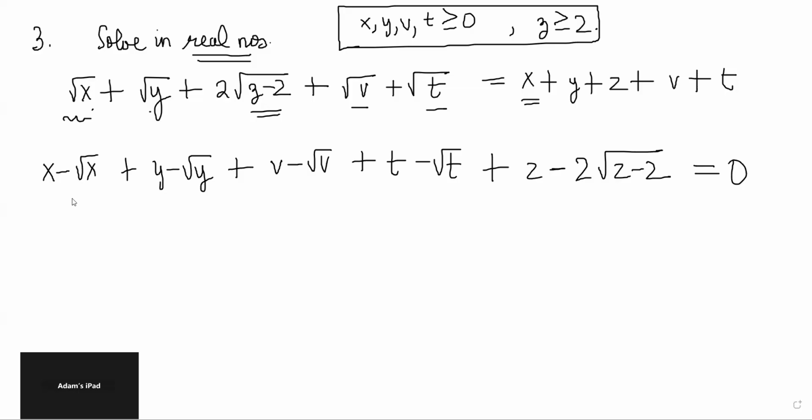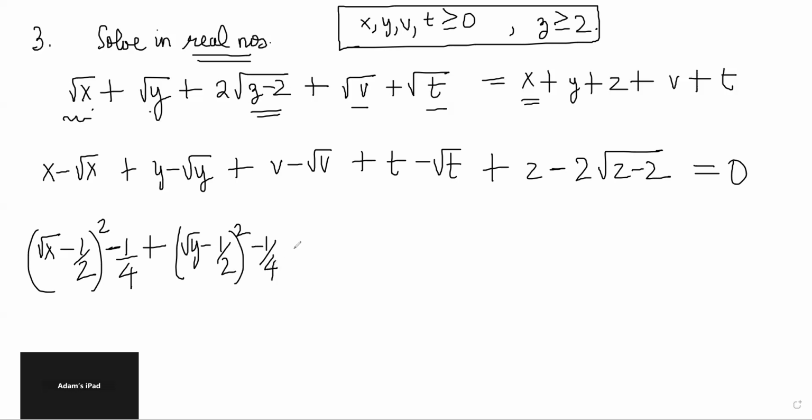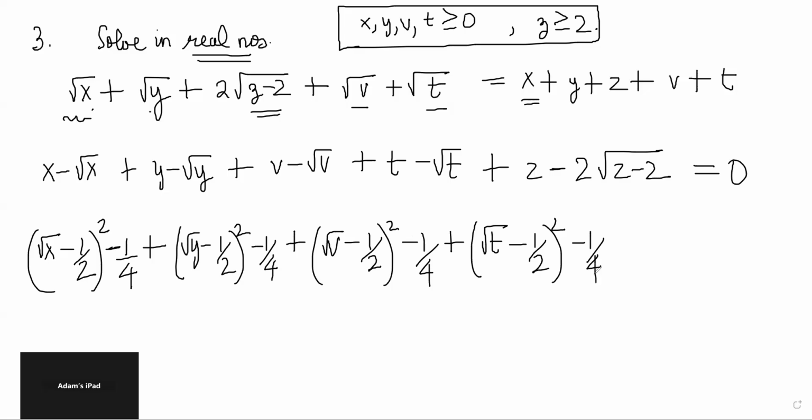These ones will be done if I have a plus 1 by 4 minus 1 by 4, right? If I had a plus 1 by 4 and minus 1 by 4, then this will become a perfect square. So I can write it as root x minus half whole square minus 1 by 4 plus root y minus half whole square minus 1 by 4 plus root v minus half whole square minus 1 by 4 plus root t minus half whole square minus 1 by 4, right?